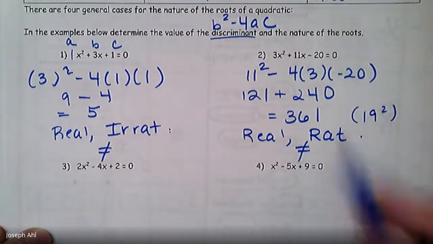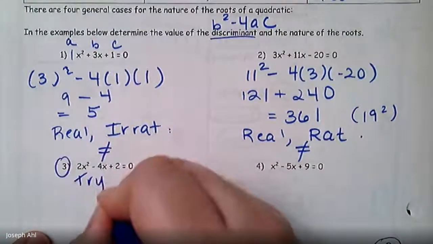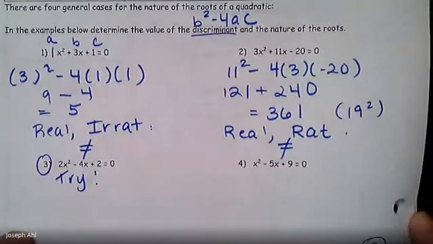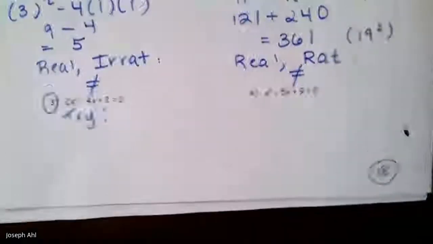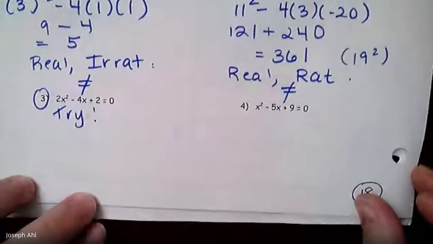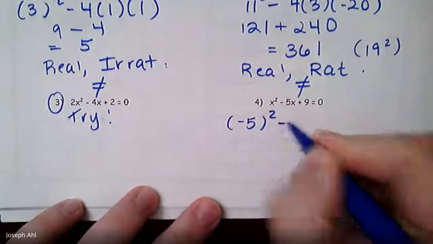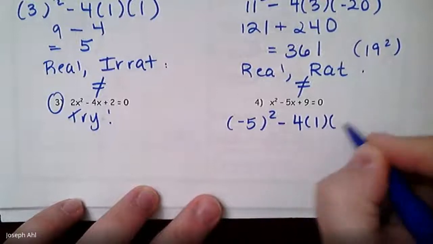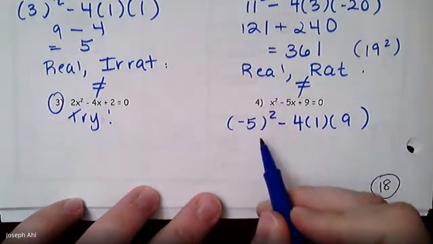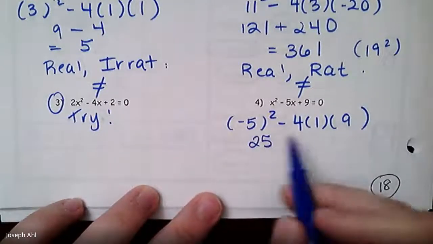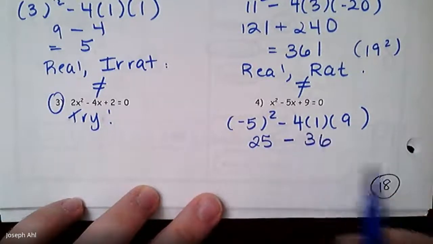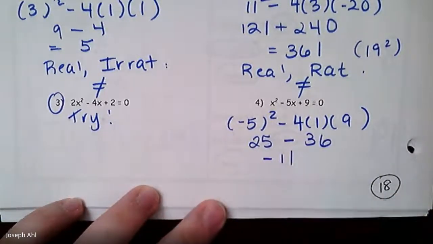Okay, I'll jump down and do number 4. I'll let you guys try number 3, and we'll go over that next time I see you in class. But for number 4, x squared minus 5x plus 9. We'll go ahead and do b squared minus 4ac, so negative 5 squared minus 4 times 1 times 9. So there's going to be 25 here. That's 25 minus 36. 25 minus 36 is negative 11.